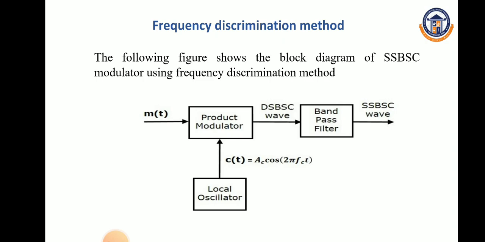Both inputs are given to the product modulator, and the product modulator gives the output of the product of m(t) and c(t), that is the product of both signals. The output of the product modulator will be the DSB-SC wave, which is given to the bandpass filter. The bandpass filter will select the particular spectrum you want as output, and the output of the bandpass filter will be the SSB-SC, that is the single sideband suppressed carrier wave.